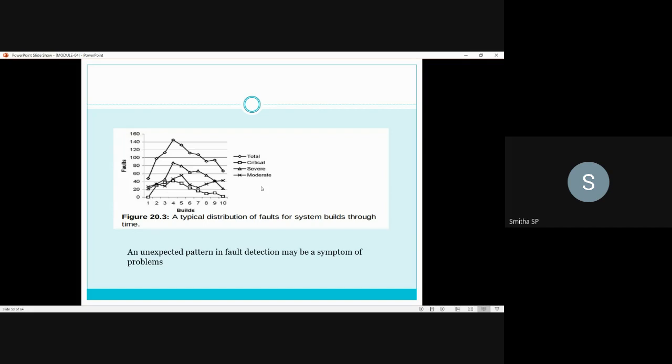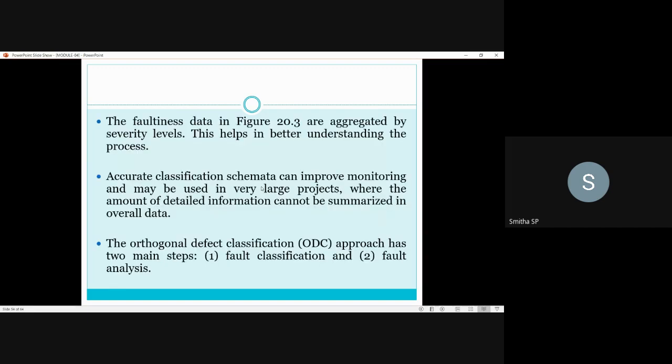When you see an unexpected pattern in the fault detection, it may be a symptom of problems in the product or the software. So this accurate classification schema can be used to improve the monitoring process for large projects, where you can't summarize the detailed information of the projects. There you can use this type of classification schema to monitor the process.